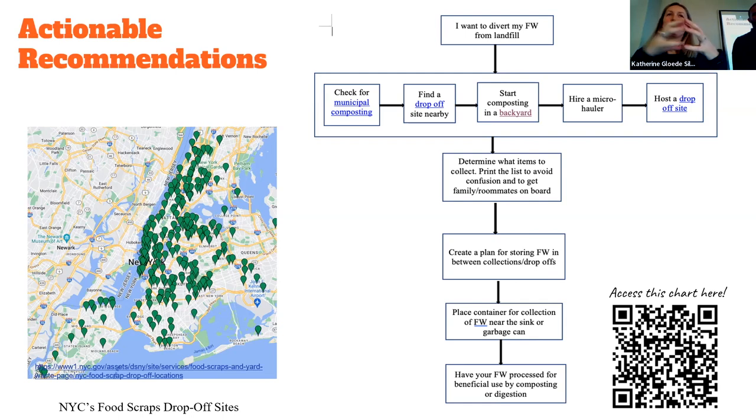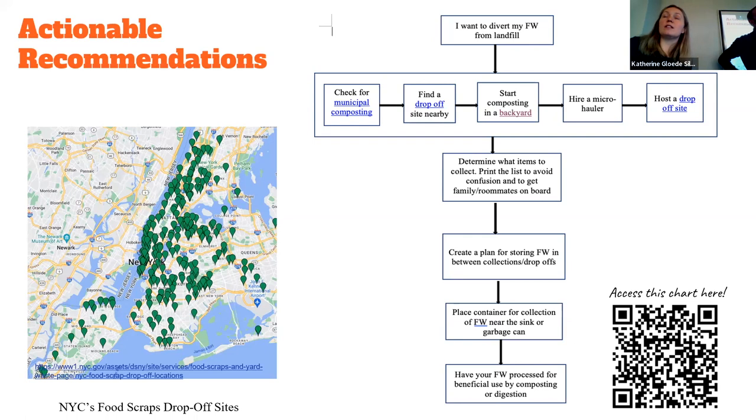One of the most difficult choices, and probably the only choice you have to make in this whole process, is how you want to separate your organics: whether it's through municipal composting, bringing to one of the 200 drop-off sites throughout New York, that's the map on the left, or starting your backyard composting if you're lucky to have a backyard in New York. Or maybe you want to pay a microhauler to come and pick up your waste. Or if we changed your mind about food waste today, then maybe you want to even host a drop-off site.